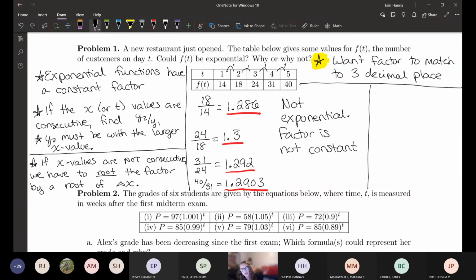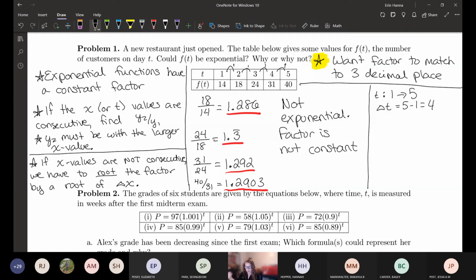Now, this also means that if you're given a table, you don't have to take consecutive X values. I'm going to do this process on the table that we have right here. Say I didn't want to take consecutive T values because I didn't feel like it, and I wanted to go from 1 to 5 and use those 2 points as the thing I'm checking the factor for. Notice that our change in T here is 5 minus 1. It's a change of 4. How far apart are those two numbers?